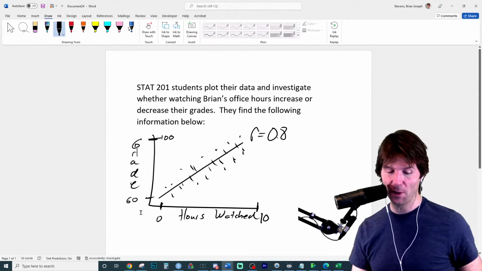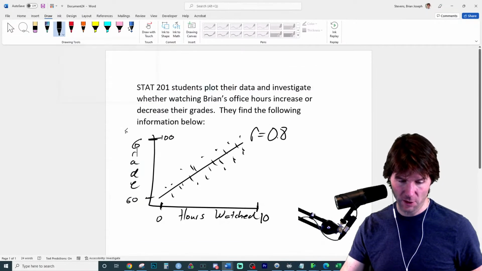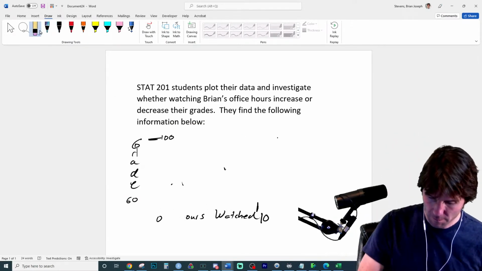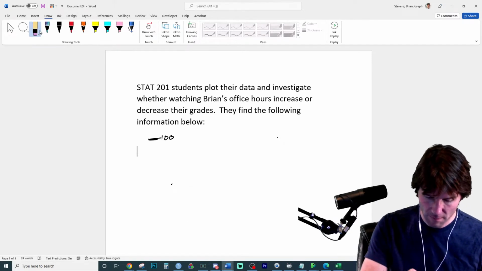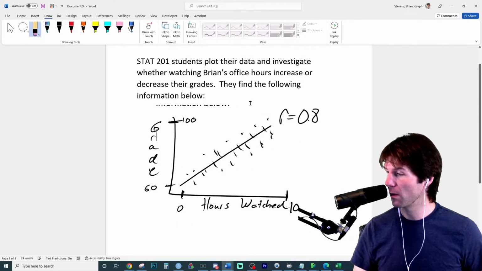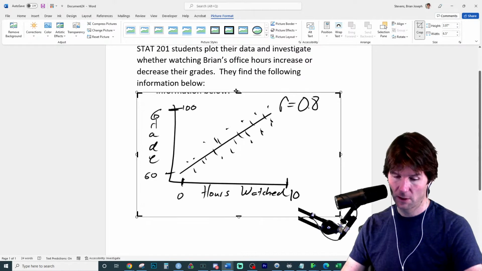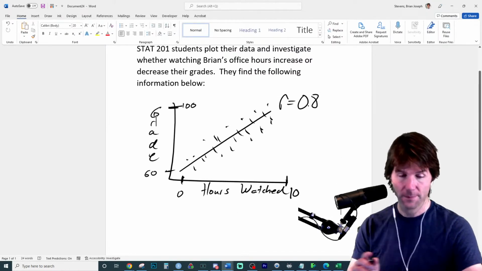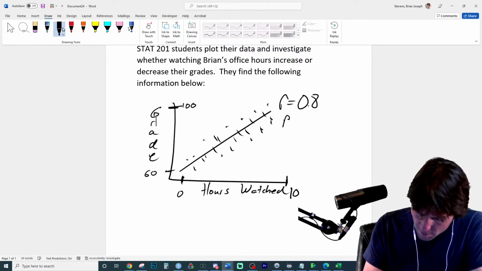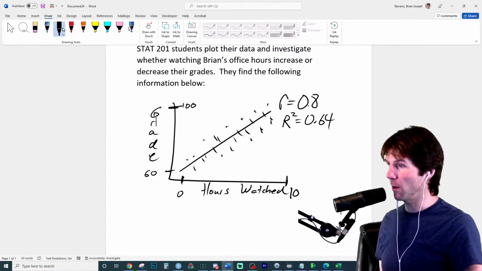Okay. First question is, what is R squared here? What is R squared? Find me R squared. Bring the graph back in. What is R squared? Great job, Michelle. So we just square R, right? So R squared is literally R squared. So we just take the value of R and we square it. That would mean 64% of the variation in someone's grade is explained by the hours they watch.